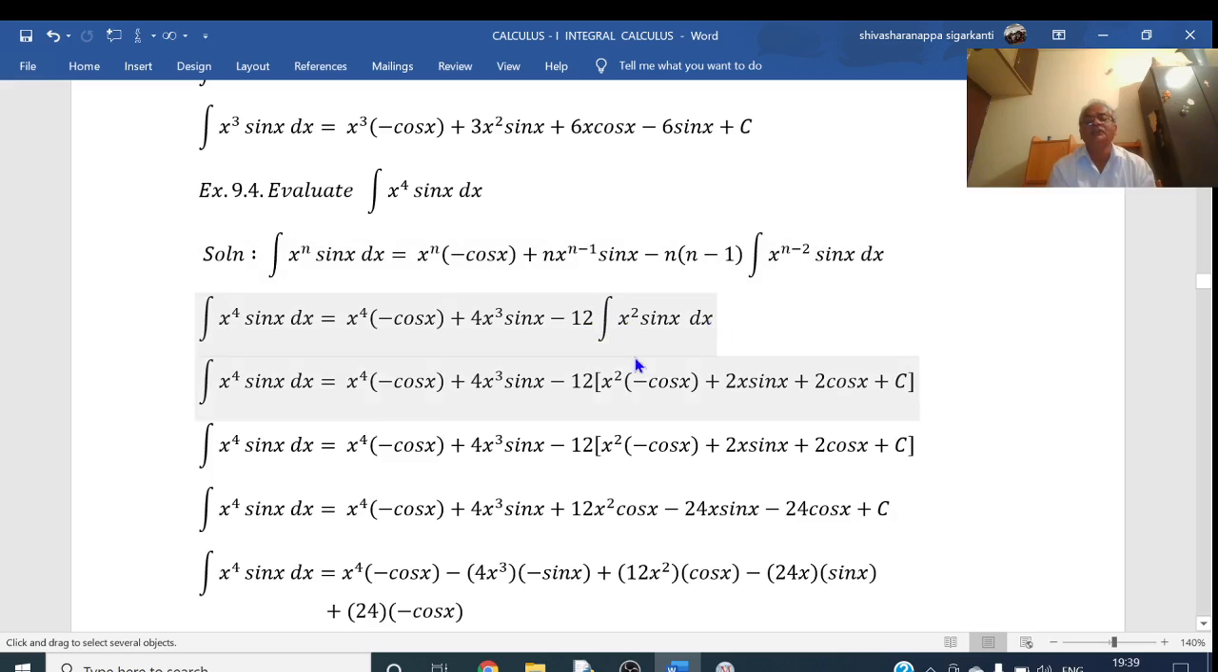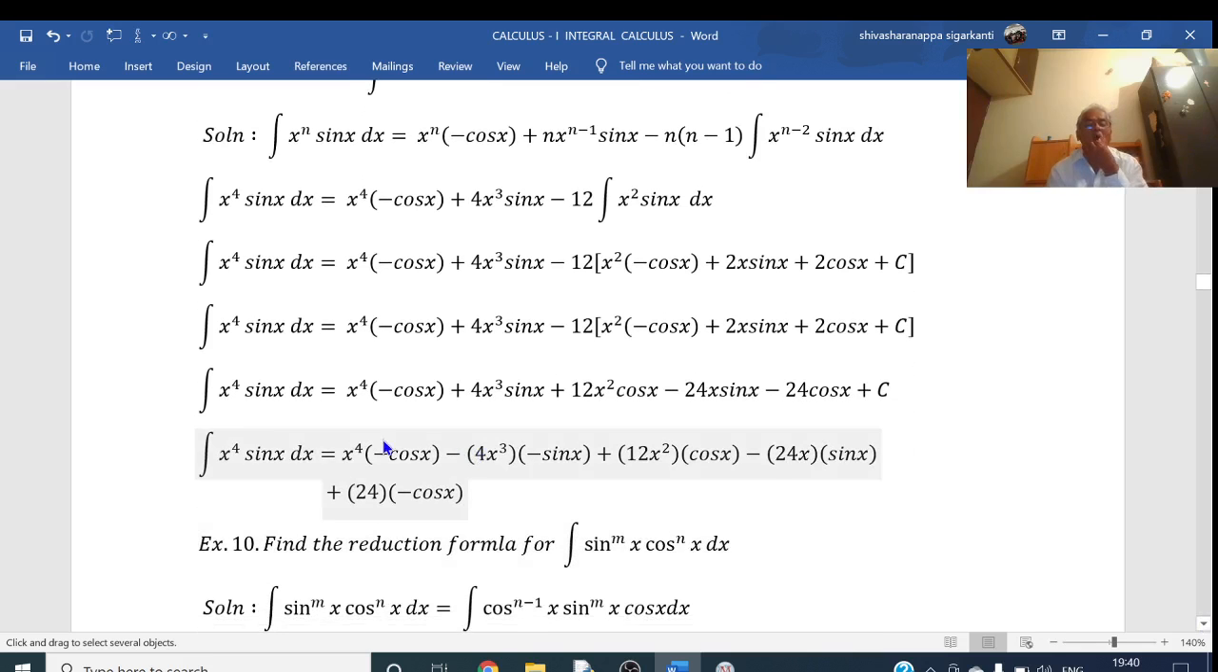Already we have evaluated the integration of x square sin x. So this term as it is, this term as it is, minus 12 into the integration, which is x square into minus cos x plus 2x sin x plus 2 cos x plus c. And multiplying, we get minus into minus is plus 12x square cos x, and this becomes minus 24x sin x, and this term becomes minus 24 cos x plus c.